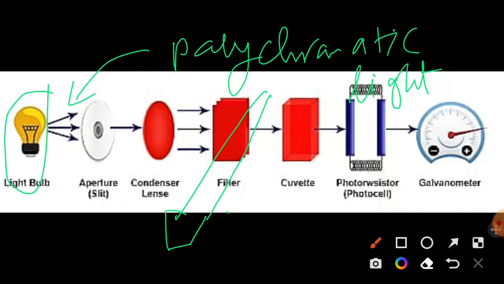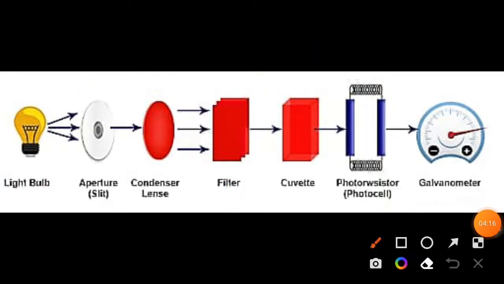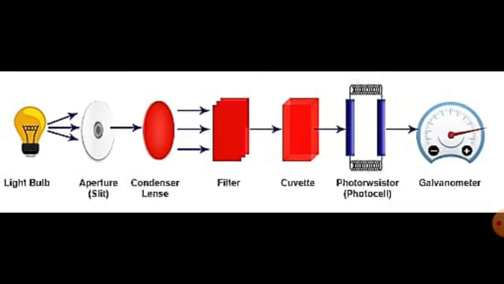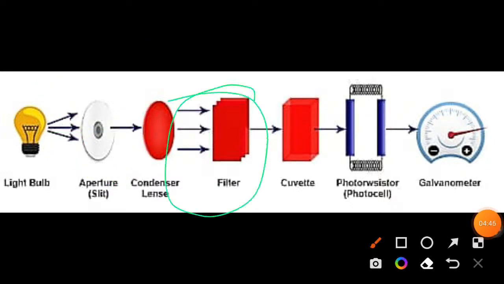Now we have used the aperture slit. What is the utility of this aperture slit? The aperture slit will linearize the light, because you can see that here the light is quite haphazard, right? When it passes through the aperture slit, it gets linearized. Then we have incorporated a condenser lens, which will condense the light towards a filter. So here another main component is the filter.